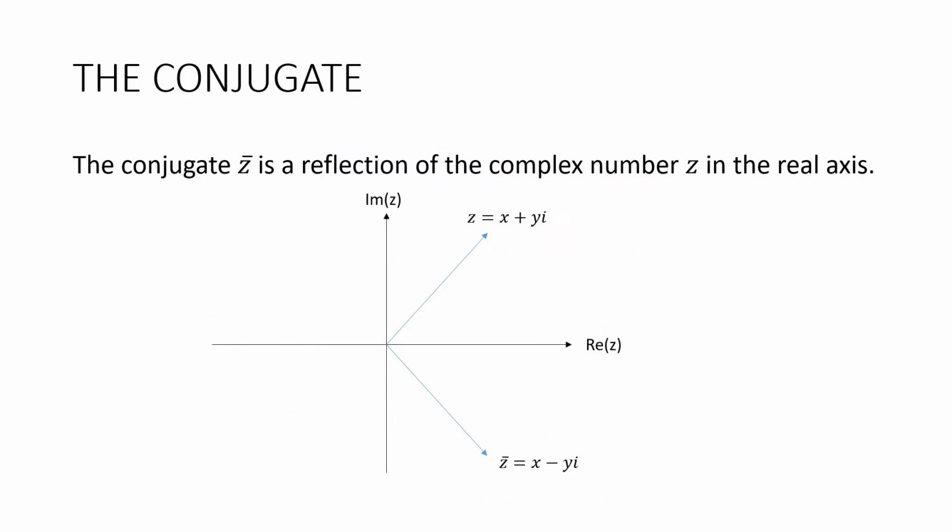Now let's look at the conjugate and its representation. So the conjugate of z is a reflection of the complex number z in the real axis. So here we've got complex number x plus yi. The conjugate is going to be x minus yi. So it just reflects over the real axis.